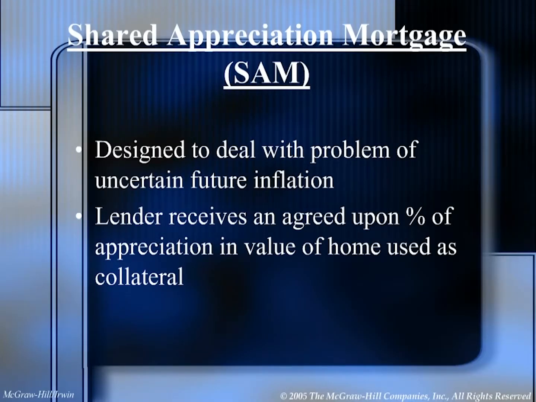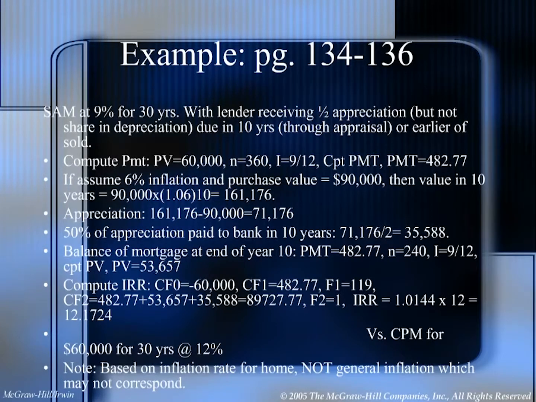And the last type I want to talk about quickly is the shared appreciation mortgage, or the SAM. This is not used often, and we'll talk about why, but it's designed to deal with this problem of the uncertainty of inflation. So here, the lender agrees to receive some agreed upon appreciation of the value of the home that's used as collateral. The easiest way to do this is to look at an example.